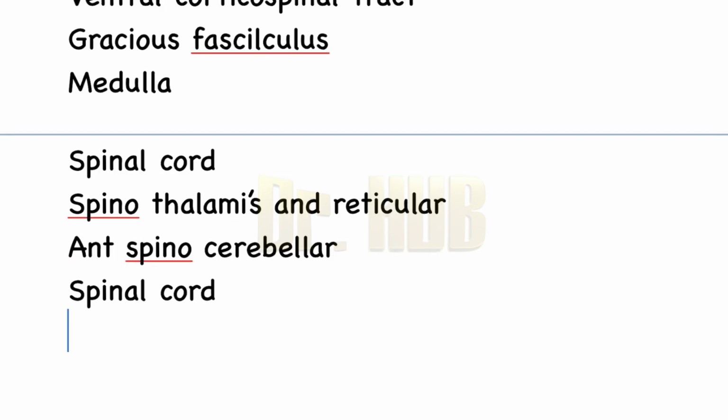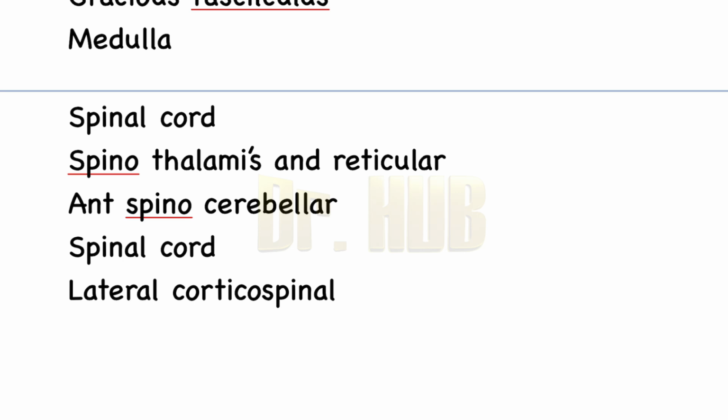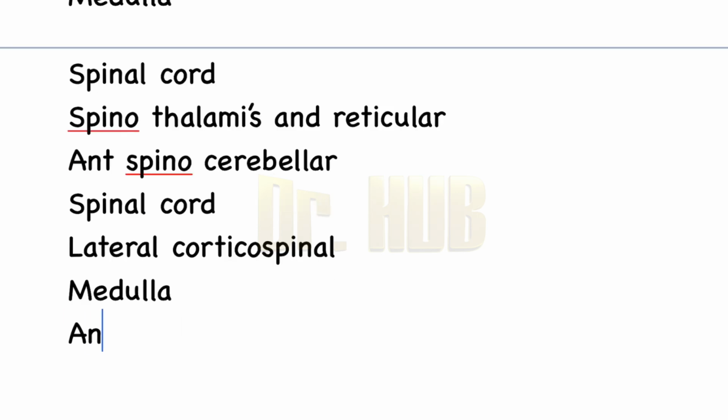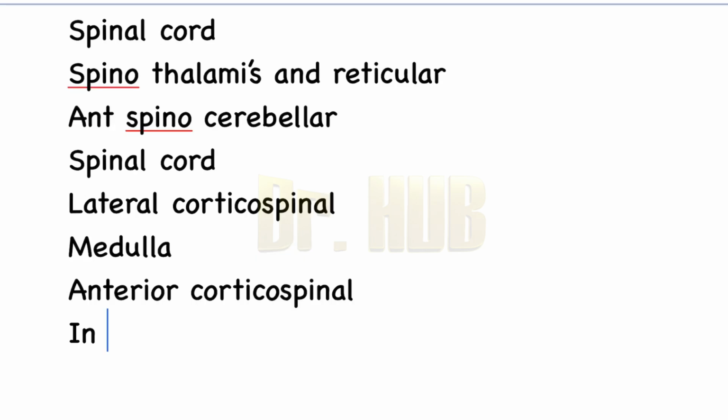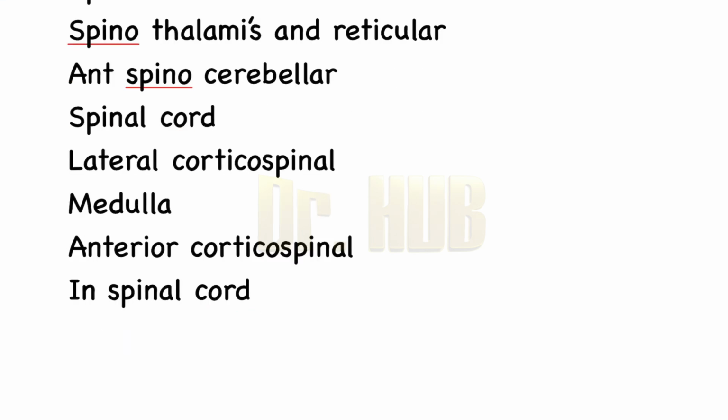Next we look at the other one, that is the lateral corticospinal. This decussation is in the medulla. Then comes the anterior corticospinal. Anterior corticospinal decussation is present in the spinal cord. So lateral corticospinal is in the medulla, and the anterior corticospinal is in the spinal cord. Now what about the tectospinal? Tectospinal decussation takes place in the midbrain.